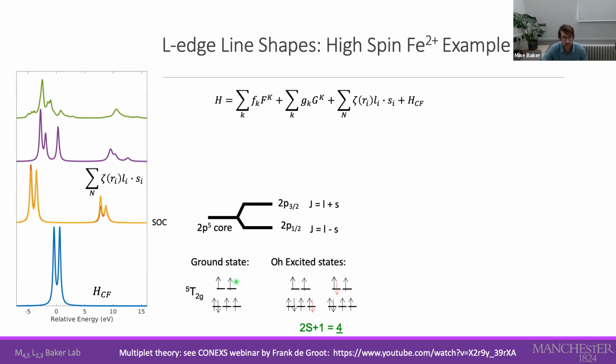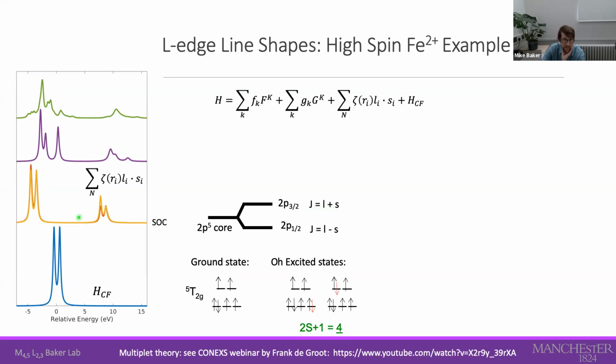Then if we were to include spin orbit coupling, of course, the 2p5 has a strong spin orbit coupling, around 12 eV for iron. And that splits the whole thing into two. So now we see excitations that come from the 2p half. So this is J equaling a half, L of 1 minus a half being a half, or L of 1 plus a half being 3/2.